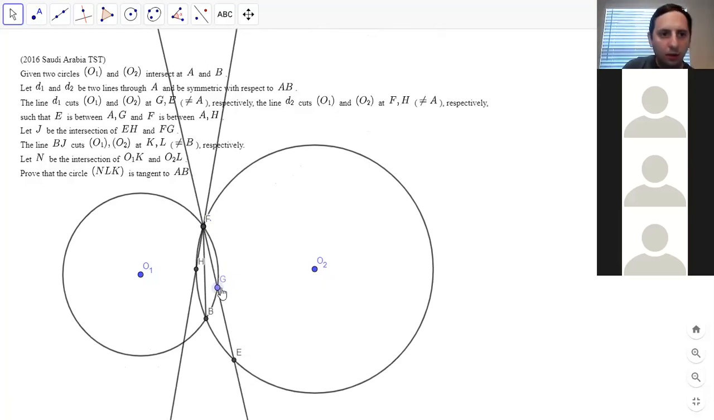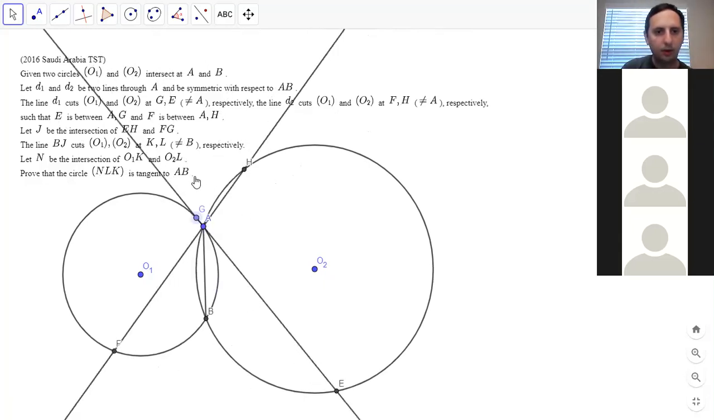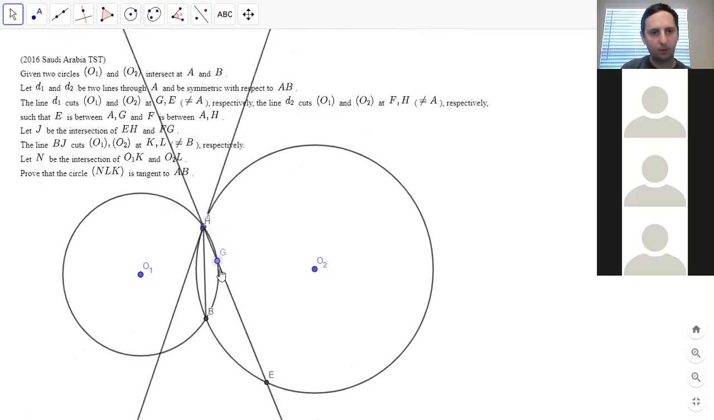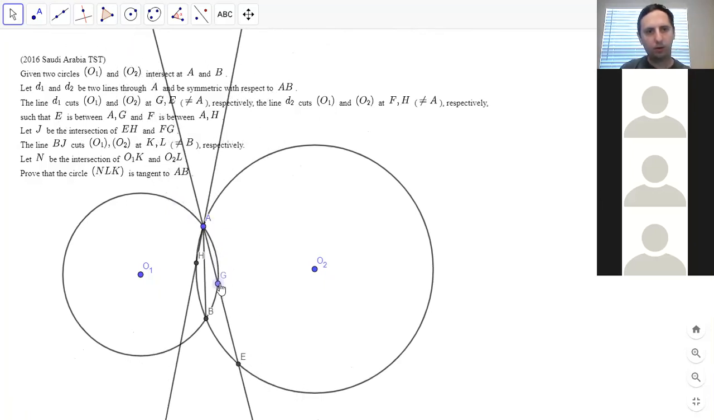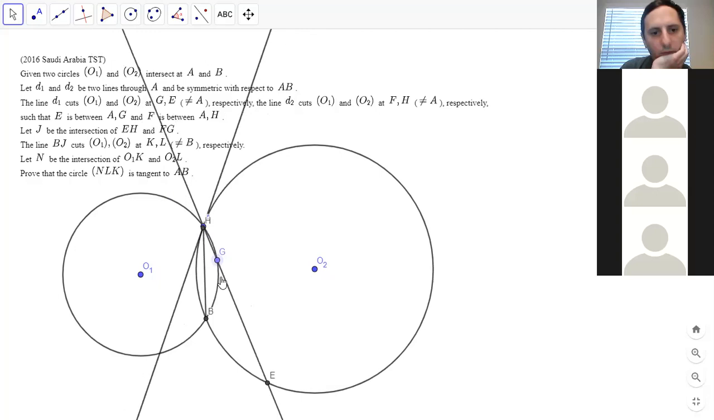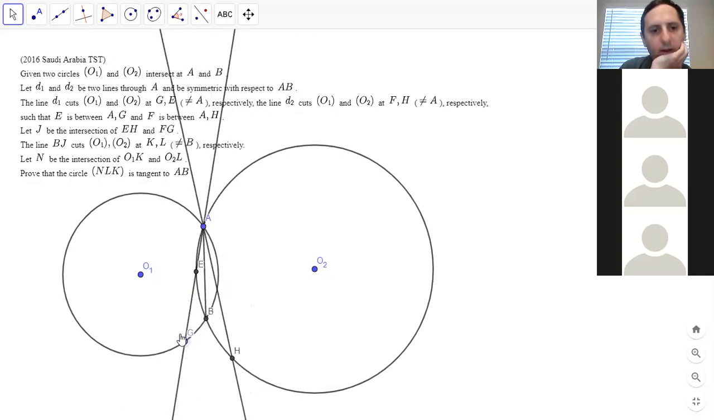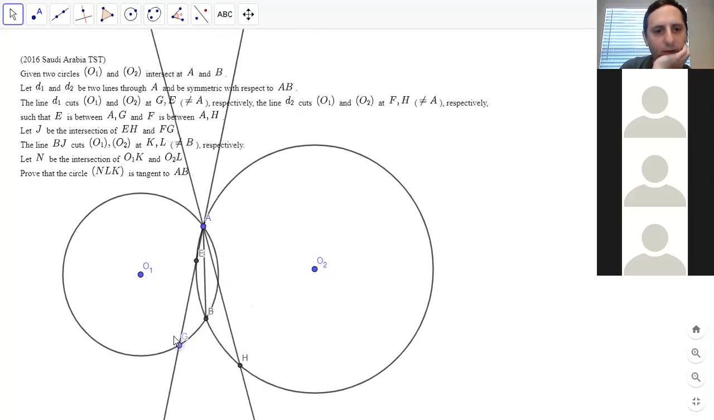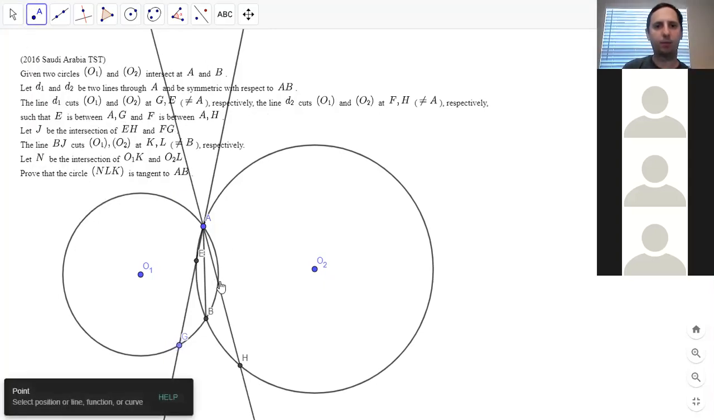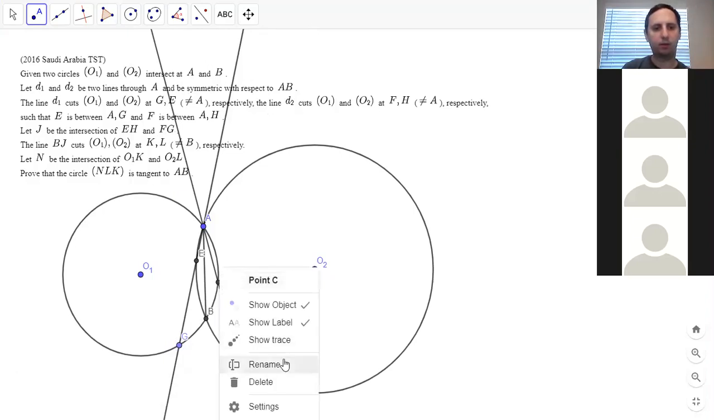So E is between A and G. So let me delete F for now because it's causing problems, it looks like. How do you make E between A and G? Oh, E has to actually be, yeah, okay, like that. All right. So that took me a while to figure out, but that's E and this is F.